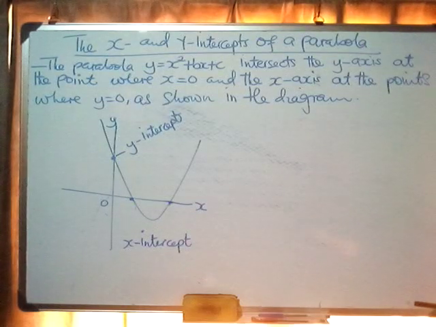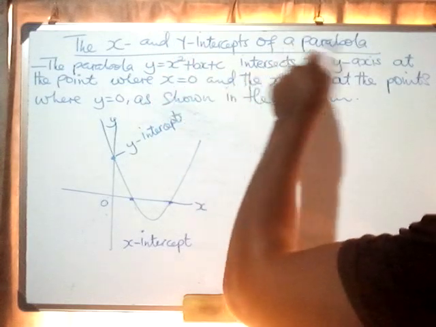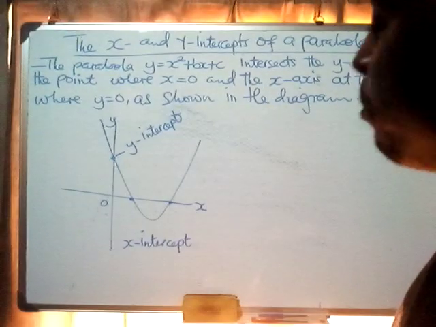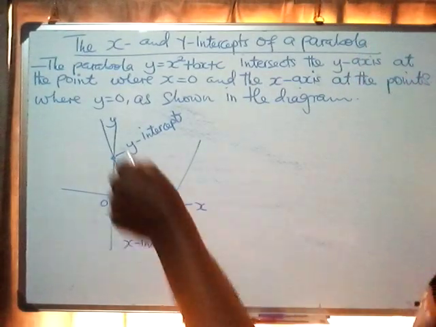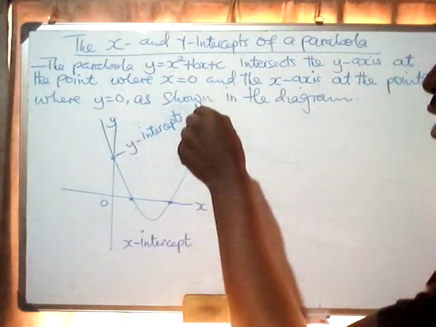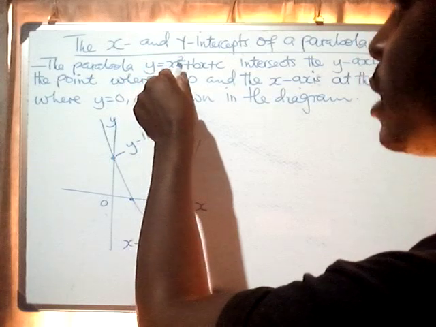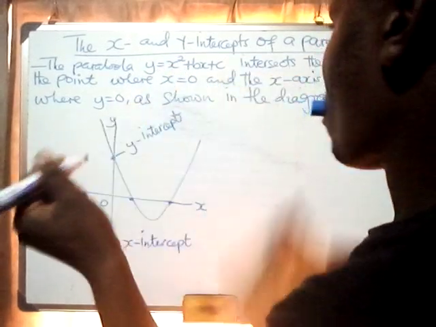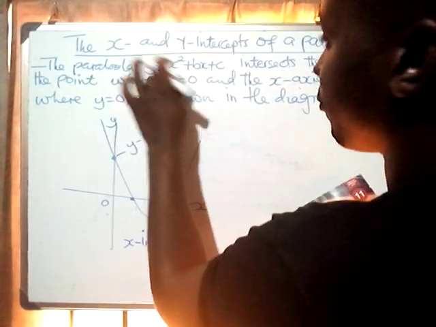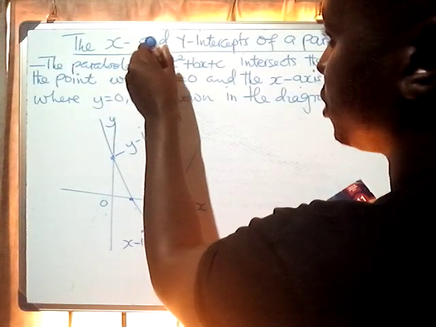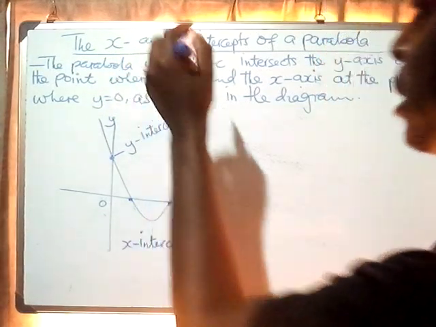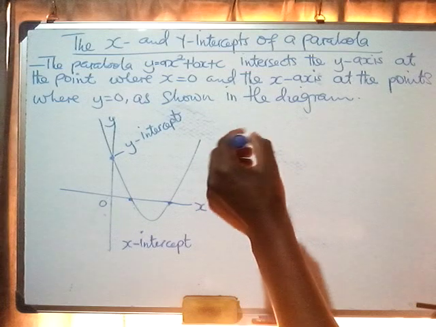Hello, let us now look at the x and y intercepts of a parabola. Remember, a parabola is something which is like this. So the parabola y is equal to x squared. Actually, there we need to have an a, so we put a there: ax squared plus bx plus c.